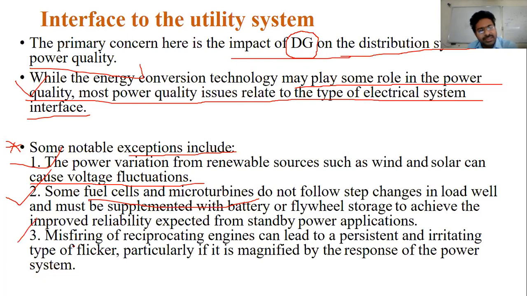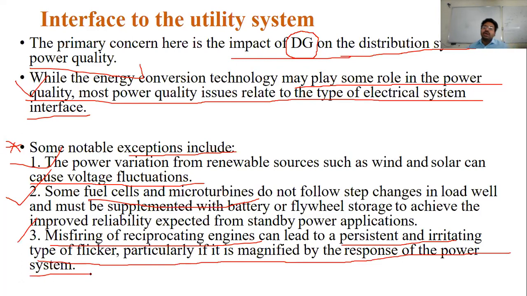At the same time, there is some misfiring in reciprocating engines, that is diesel generator sets. There is some misfiring because of the rotation, so it can produce some type of flickers, particularly magnifying the response of the power system. Because of this problem, the misfiring of reciprocating engines and all other things, it will cause some flickers in the system. These are some drawbacks. These are the small drawbacks while we are using these DGs, distributed generators.